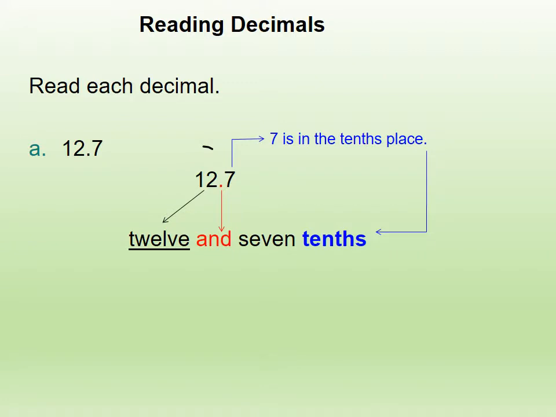You start by reading your whole part, and in that case it's just 12. We don't need to put a place value because it's in the ones period, right? We just say how we see it, 12. But now we're able to use the word "and" to indicate that we have a decimal. So 12, and then you go ahead and name your decimal part, which is 7/10, because 7 is in the tenths place in our place value.